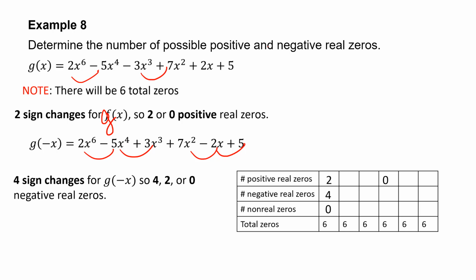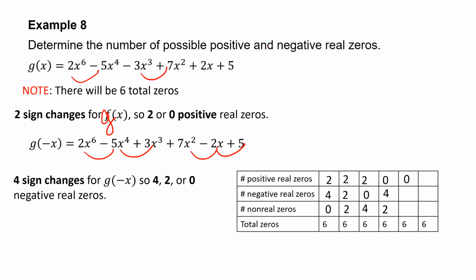So that's one scenario. Another way could be if you have 2 positive real zeros and then you have 2 negative real zeros. Then you'd have to have 2 non-real zeros to make it all add up to 6. If you had 2 positive real zeros and no negative real zeros, then you'd have to have 4 non-real zeros. The other possibility with the positive real zeros is there could be none. So if there are 0 positive real zeros and 4 negative real zeros, you'd have to have 2 non-real zeros to add up to 6.